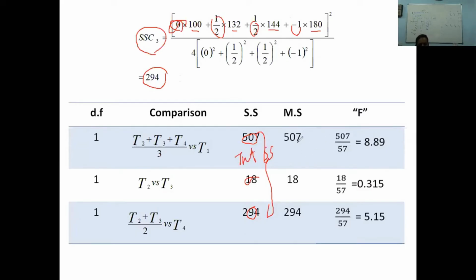We calculate the F value. To calculate the F value, we need the degrees of freedom of this and of that. What is the degree of freedom of error? Error mean square is 57. Error degrees of freedom is 9. We have already calculated that. What is the degrees of freedom of the first contrast? This is 1. So we can look at the table and see whether it is significant. These values are significant. This one is not significant because the value is very low. This may be significant, this may be significant, depending on the table values.